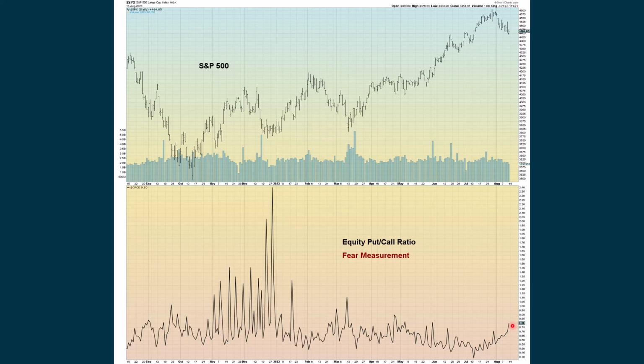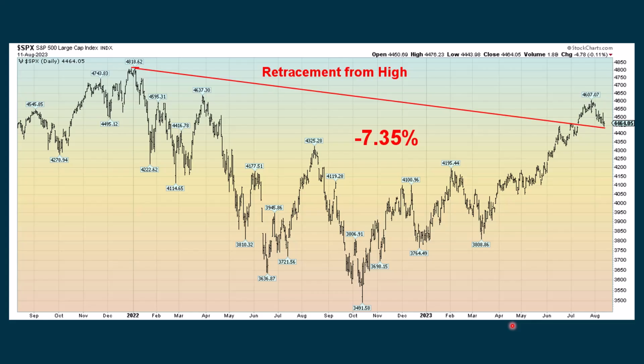The other studies that we do on this are based on 5-period moving averages of the equity put call ratio. We also want to keep an eye on where we are from the all-time high. We're coming down a little bit now. We're down 7.35% since the early part of January 2022.